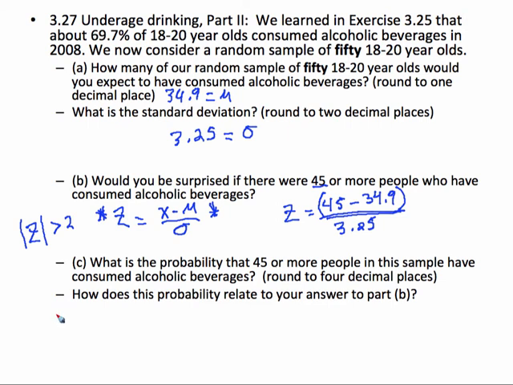What is the probability of 45 or more people in the sample of consumed alcoholic beverages? Okay, so again, like I started to say, we're going to go ahead and use the normal approximation to the binomial here to do that calculation. Nope, changed my mind. We're not going to do that. We're going to go ahead and just use the binomial for it. My bad. Sorry about that.